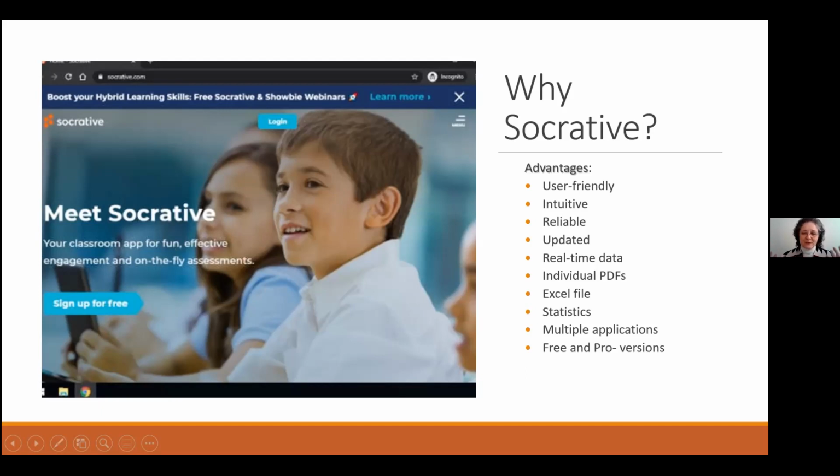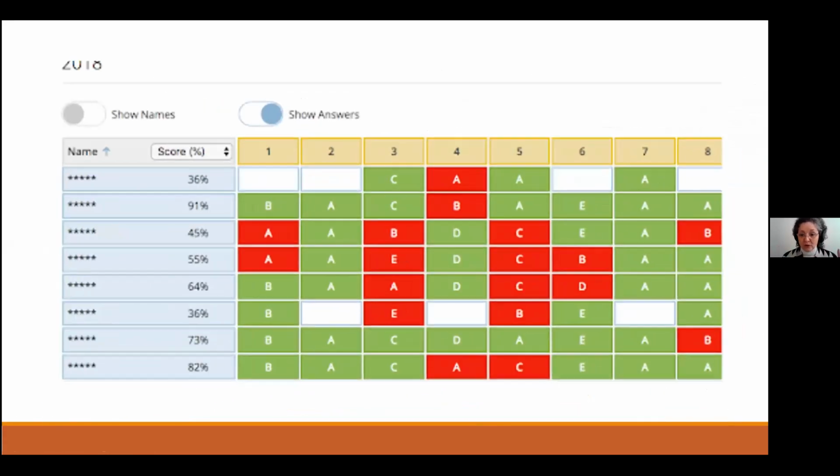It offers real-time data, and you can access individual PDFs for each student and also an Excel spreadsheet with all the results. That also includes statistics. It has multiple applications. There is a free version and a pro version. And of course, there are some disadvantages, but the only two disadvantages I could think of are the fact that you cannot upload your audio files to the quizzes yet, and the free version only allows one quiz at a time. You can only launch one quiz at a time, only one room, one group of students.